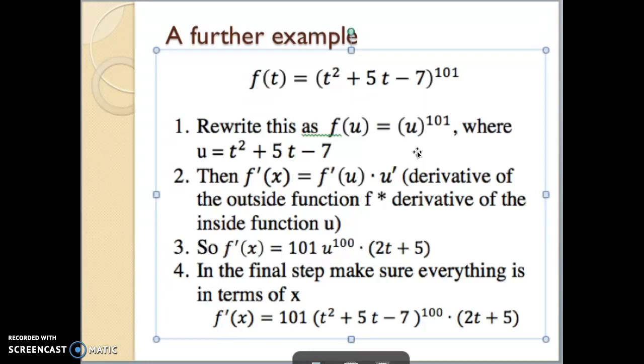Now, in the final step, you have to make sure that everything is back in terms of x. In this case, actually, it's in terms of t, because your original function was written in terms of t. The only thing you need to do then is to take every u and replace it again by the original substitution. So every time you see a u here, it becomes a t squared plus 5t minus 7. And that's how you get this kind of long and complicated looking function, but that is the derivative of f.